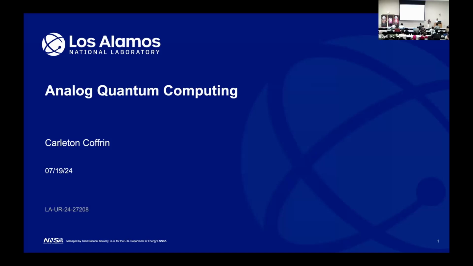Today I'm introducing Carleton Coffrin. He's a staff scientist at Los Alamos National Laboratory in the Advanced Network Science Initiative. His research focuses on how optimization algorithms can be applied to applications on infrastructure networks. And he's going to talk about analog quantum computing for you all today.